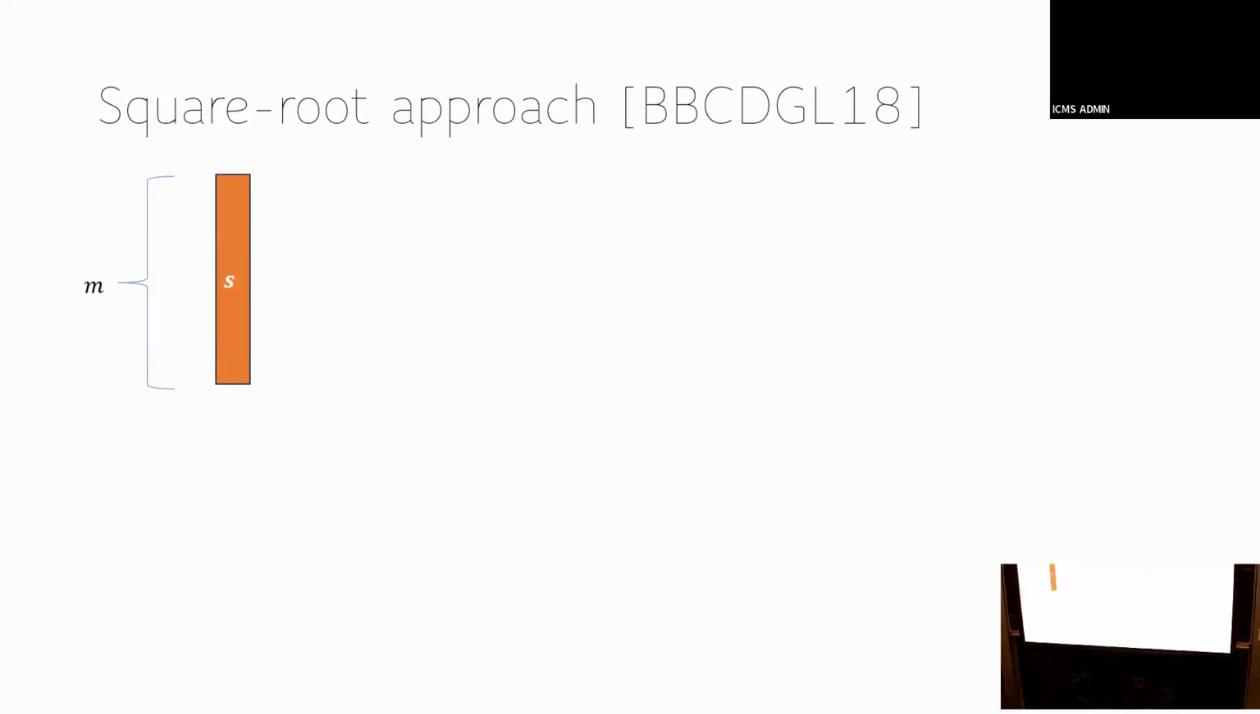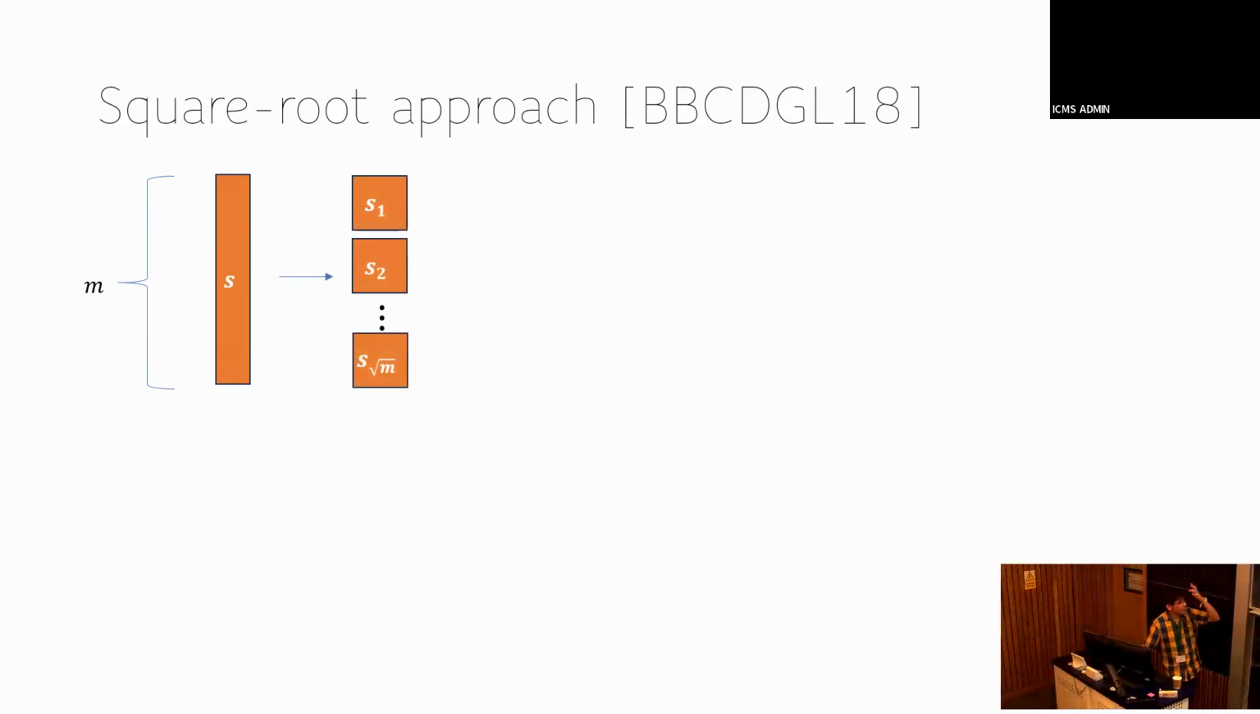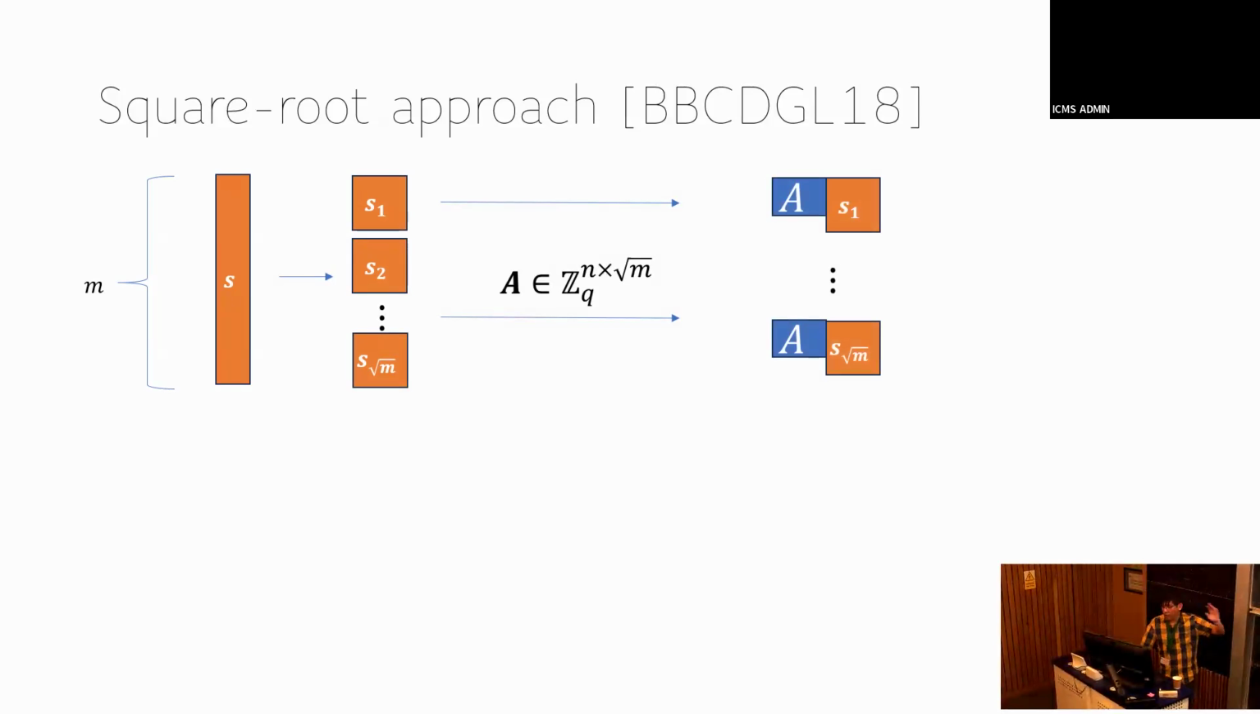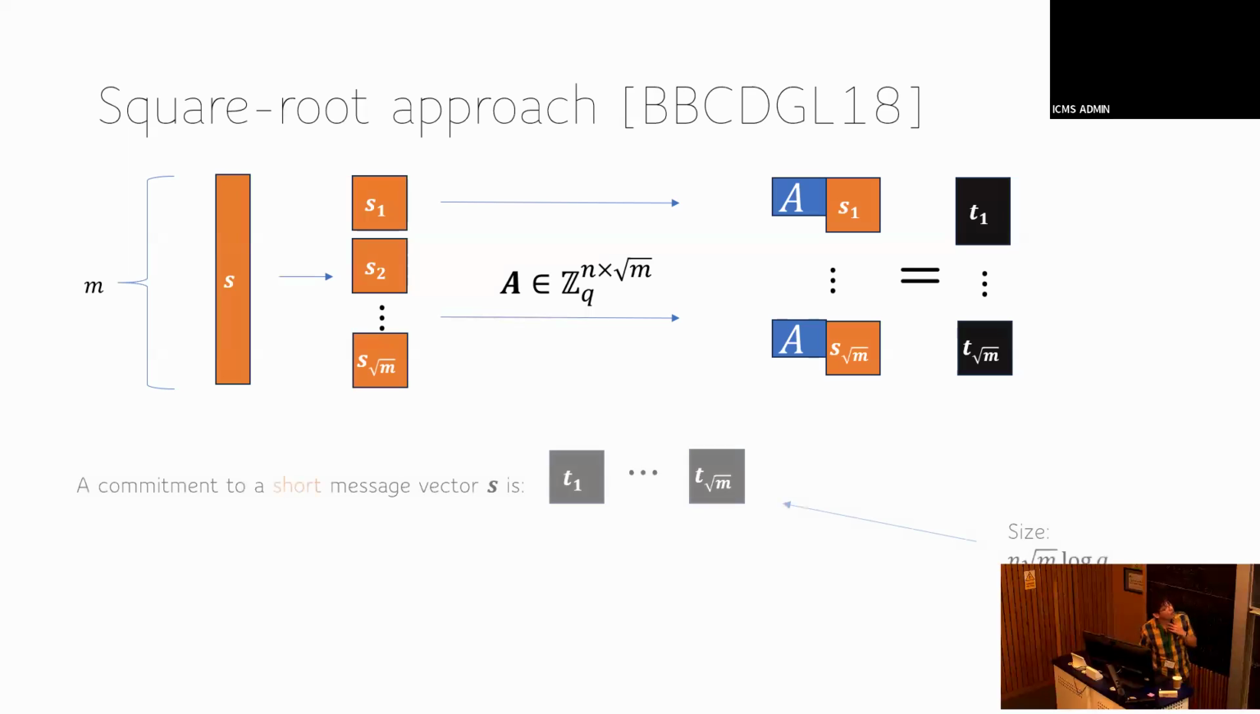I have this vector S, which has length m. Oh, and in this presentation, everything is over integers, so no rings anywhere. So I have this S, and I split this S into square root parts. This was already hinted during Lisa's talk, actually. So I split this S into square root smaller witnesses, right? And I apply A to each of them, so I get AS1 up to AS square root of n. So I get my T's, and a commitment to vector S are all these T's.